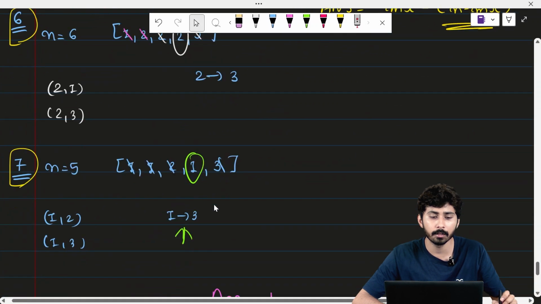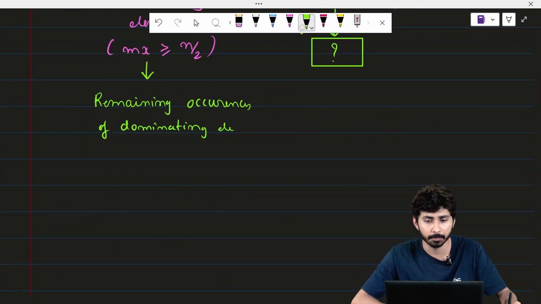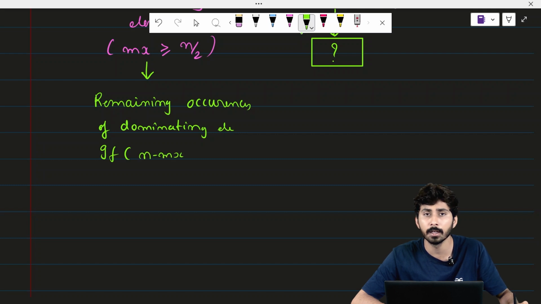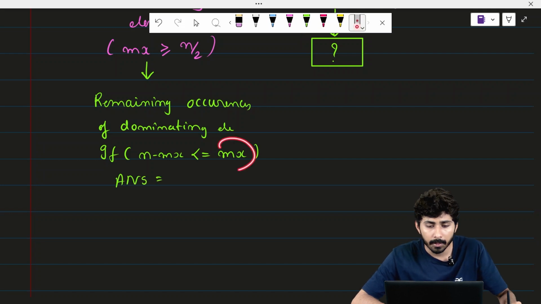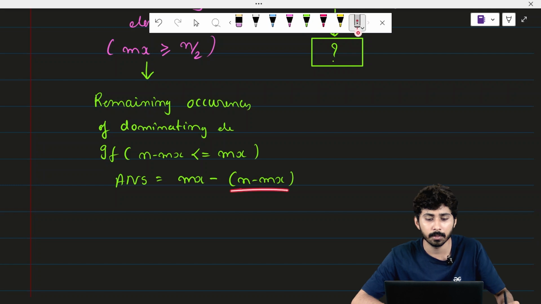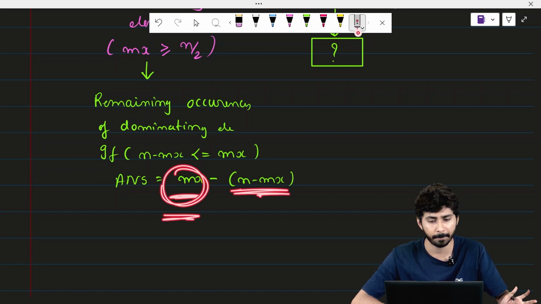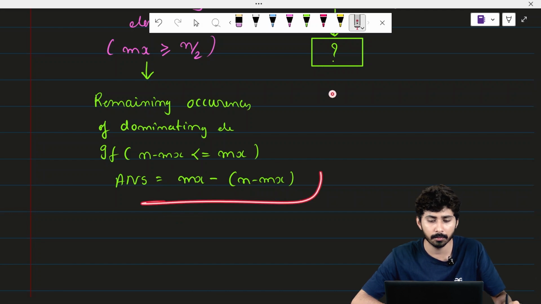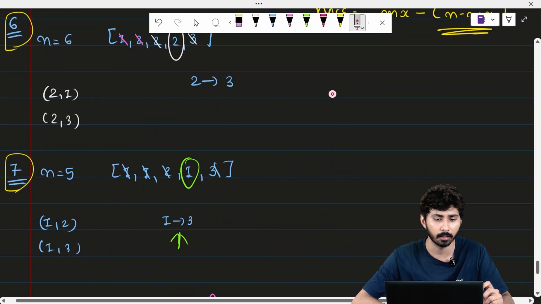I'll write down the summary and try to help you solve using what we have observed. If n minus mx, the remaining elements, is less than or equal to the dominating number's frequency, then your answer will always be the instances of the dominating number which cannot be paired. That will be mx minus (n minus mx). This many pairs will be formed, and inside the dominating number some elements will remain. So remember this, and let's try to solve the examples that we have seen.